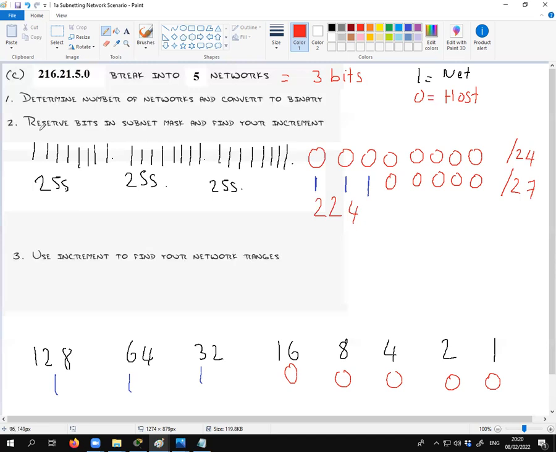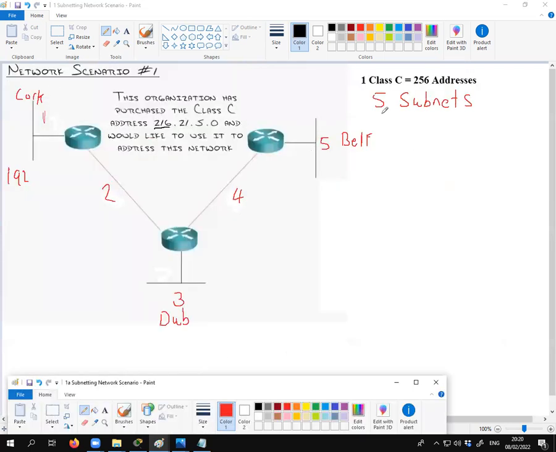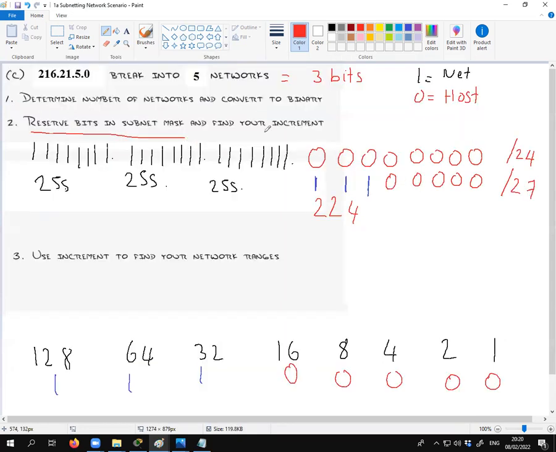Okay, so what we've done here is we have reserved the bits in the subnet mask, the 3 bits, because it took 3 bits to make a 5. We look back to the question here. We had 5 subnets, took 3 bits to make those 5. We need to find the increment.